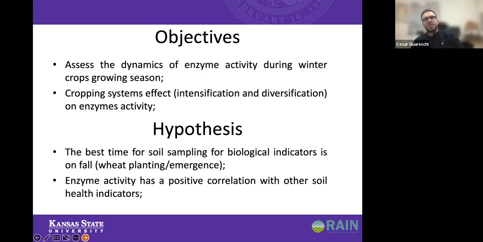So here we know that this intensification and diversification is important to enhance and maintain soil health, but we will also need to know when is the best time to collect the soil to measure the soil health.